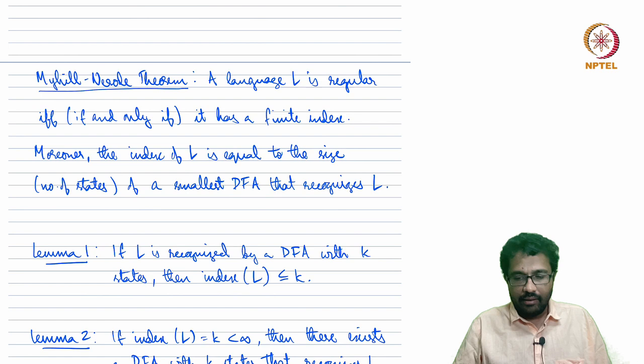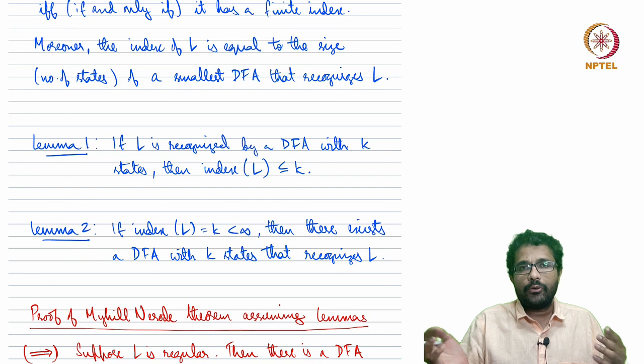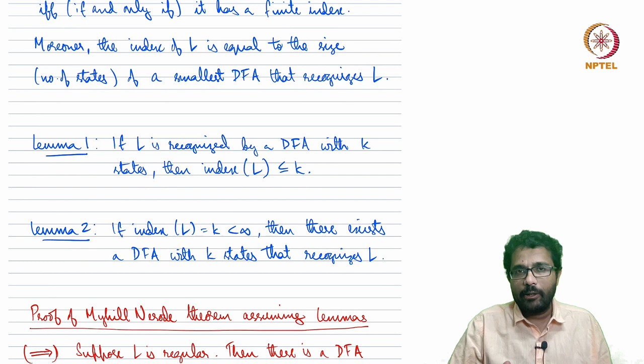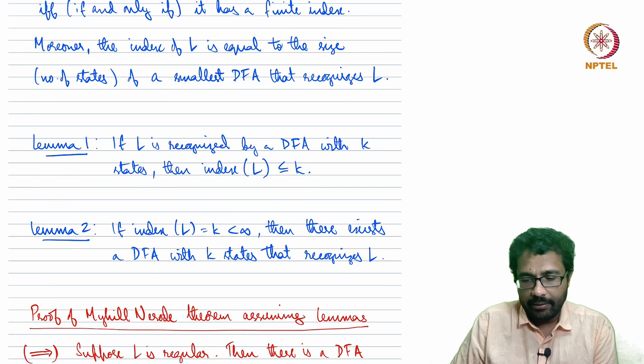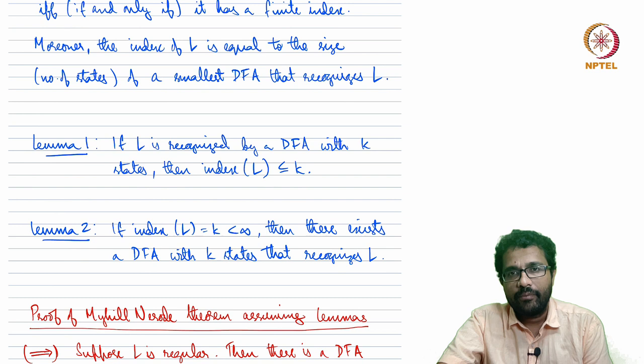And so basically, like any of these if and only if theorems, we have to show both directions, and both directions are split into lemma 1 and lemma 2. Lemma 1 says that if L is recognized by a DFA with k states, then the index is at most k. If there is a DFA with k states that recognizes the language, then the index is upper bounded by k.